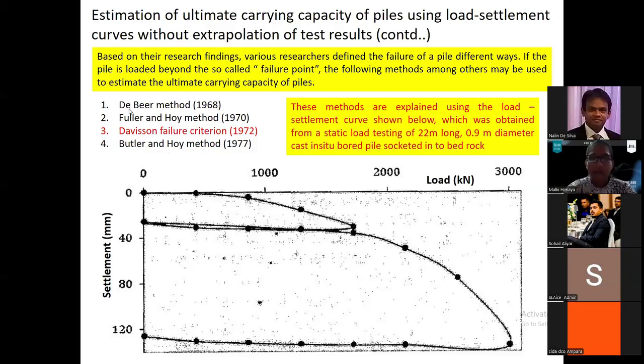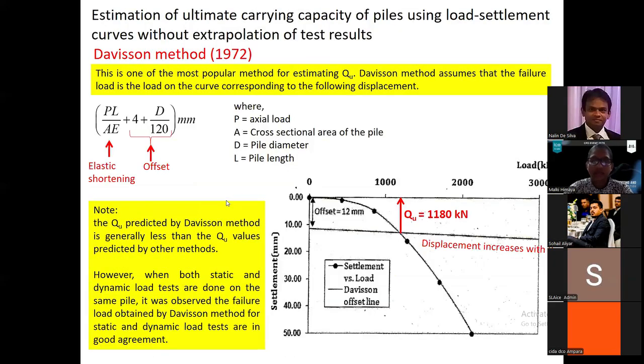So there are different methods: the DBA method, Fuller and Hoy method, Davison, likewise. So many methods are available to obtain the ultimate pile capacity. Let me explain the Davison method because it is widely used. It is the most widely used technique.